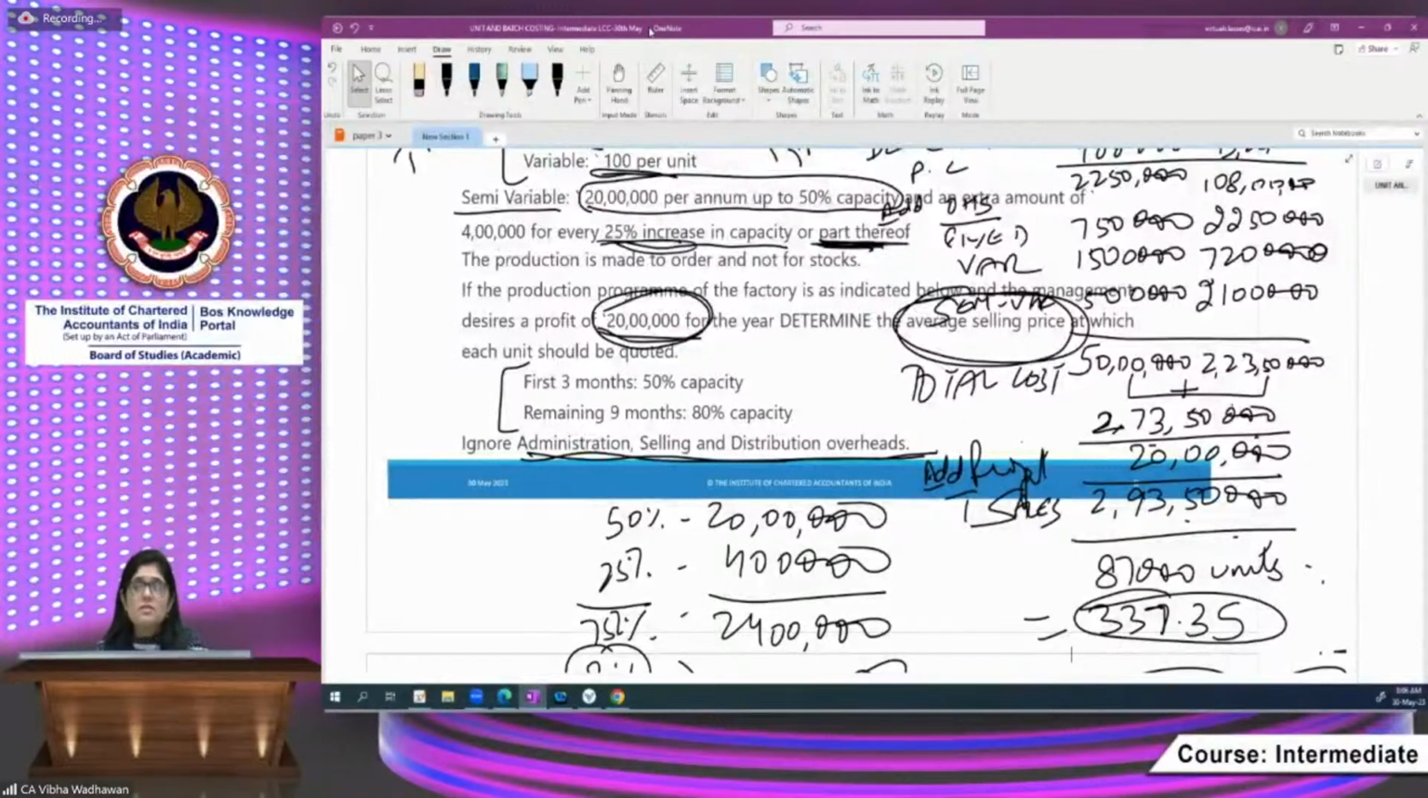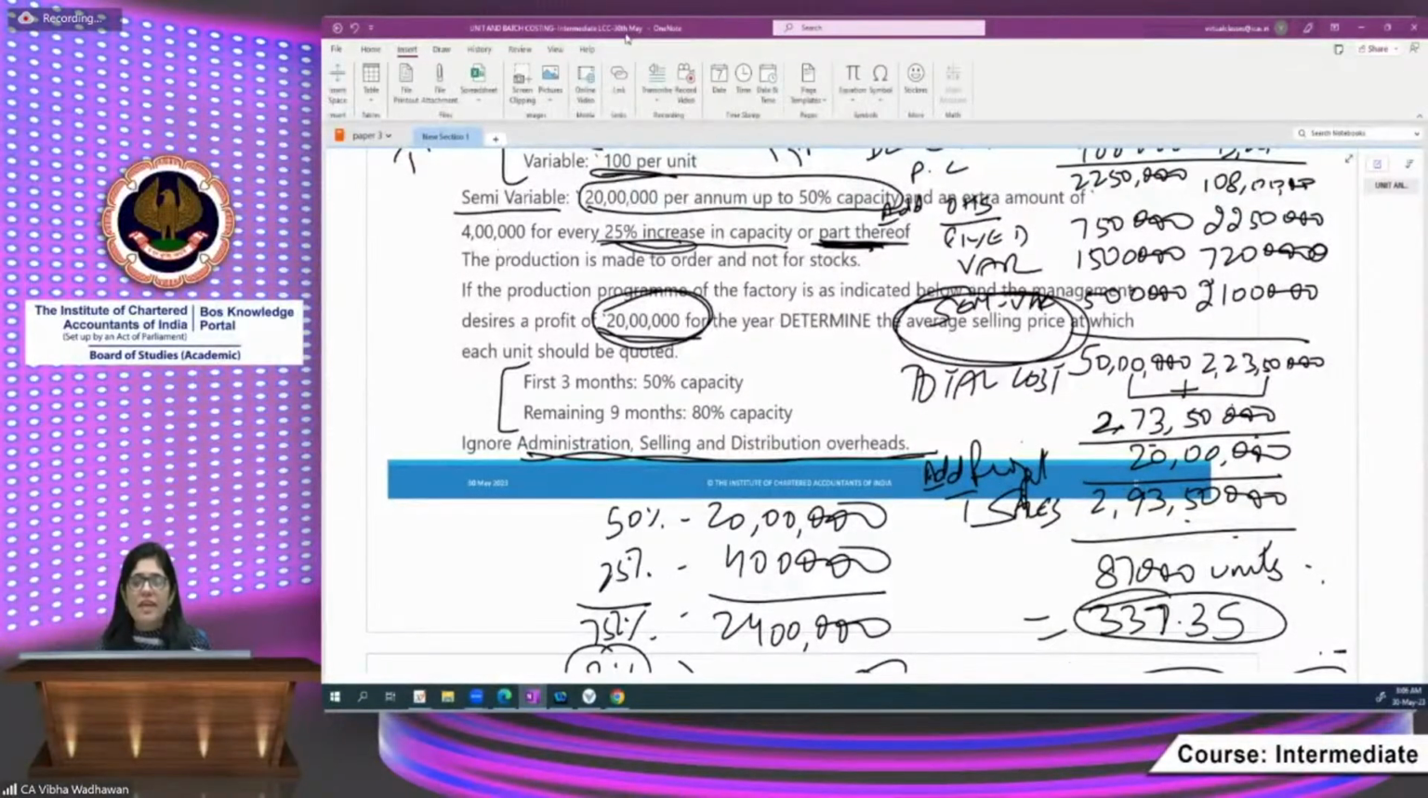Students, the most important step in this question was the first step where you have to calculate the total units. It's a very good question. Must revise this question before your exams. It clears the concept of semi-variable. This is actually a question for semi-variable. And the second highlight of this question is how we calculate the units as per the capacity given. So be very, very careful.